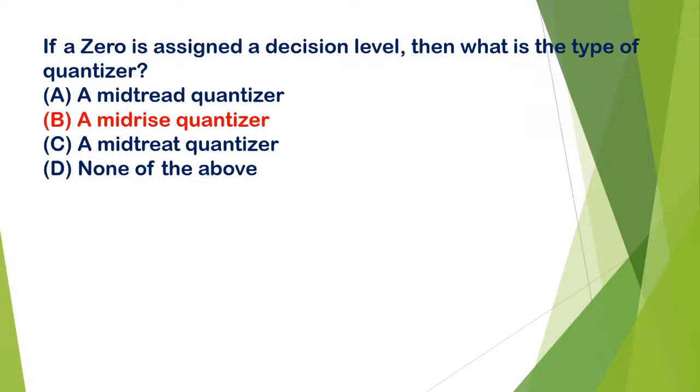Scalar or vector. If a 0 is assigned a decision level, then what is the type of quantizer? A. Mid-rise quantizer, B. Mid-tread quantizer, C. Mid-range quantizer, D. None of the above. And the correct option is B.